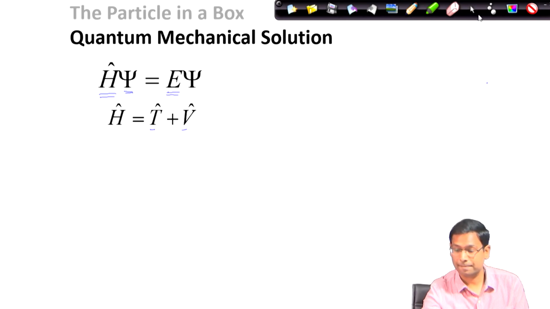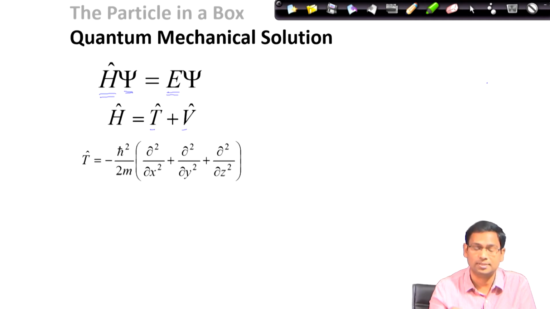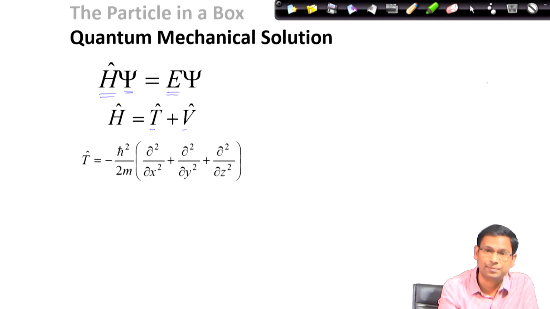The kinetic energy operator, we have already seen, has this kind of form, which is minus h bar square by 2m, times the second derivative with respect to all three Cartesian coordinates x, y and z. So, in this case it says that the electron can travel along the x direction, y direction, z direction, and the particle or the electron has a mass of m.